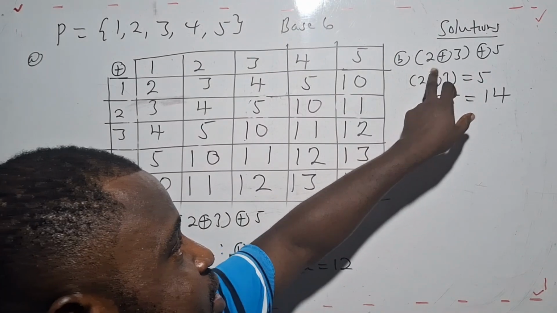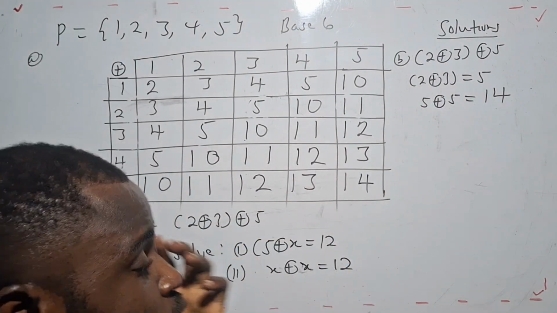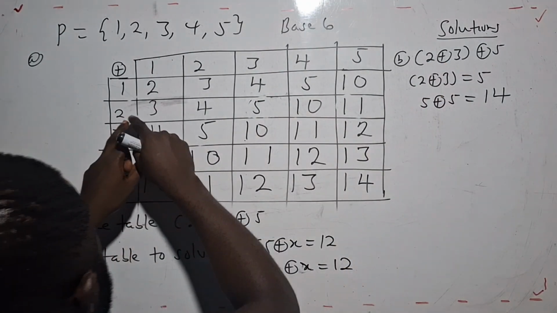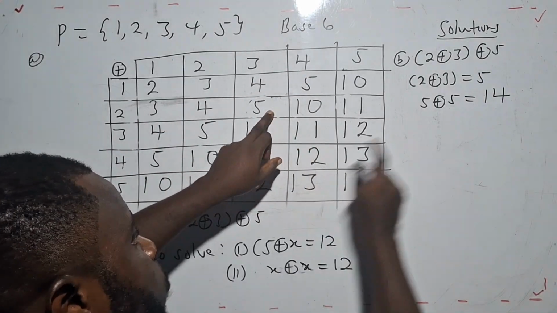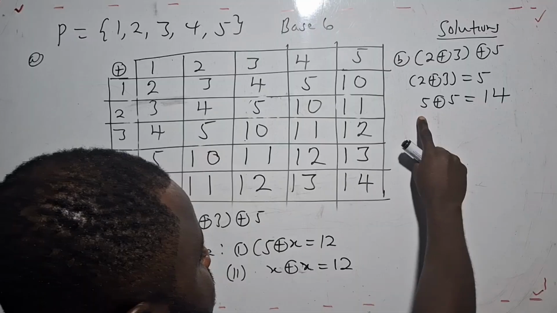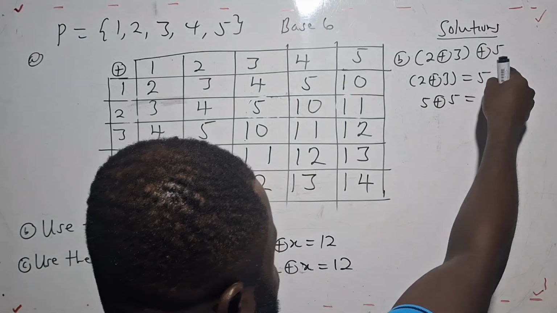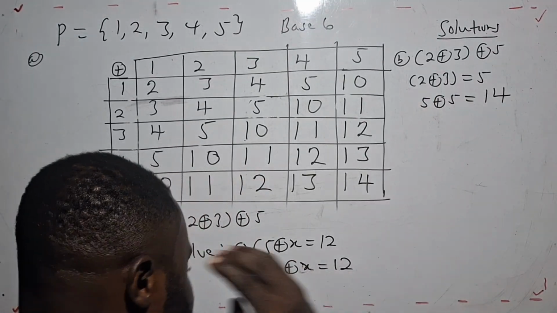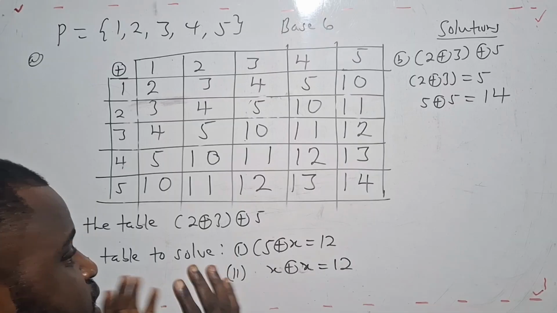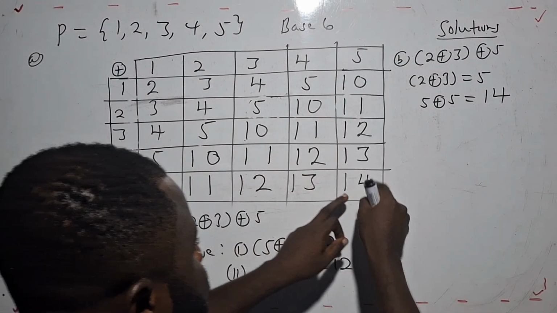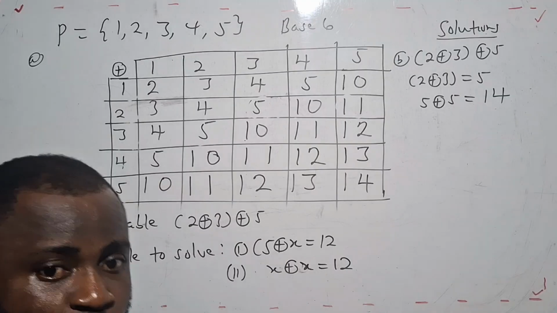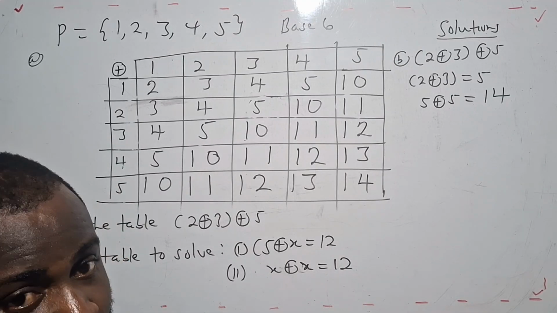So bracket first. 2 plus 3 according to the table. So you show working. 2 plus 3 is 5 according to the table. So that is the 5 I've written here. Then the answer you get is added to the 5 outside. So you come to the table, don't just use your mind to do it. Solve it according to the table. So 5 plus 5 according to the table will give you 1, 4.